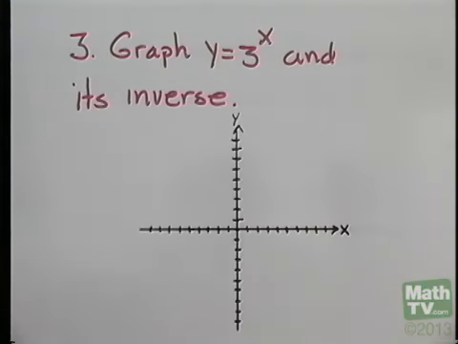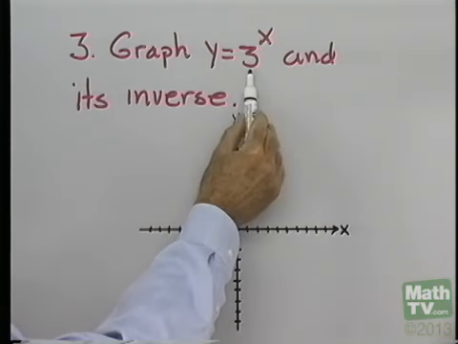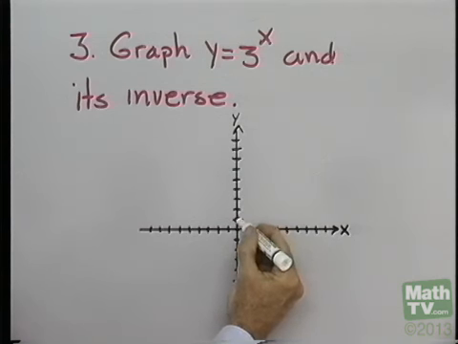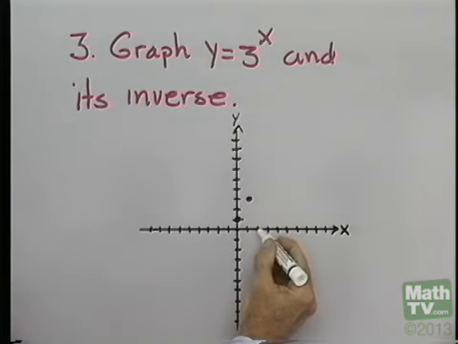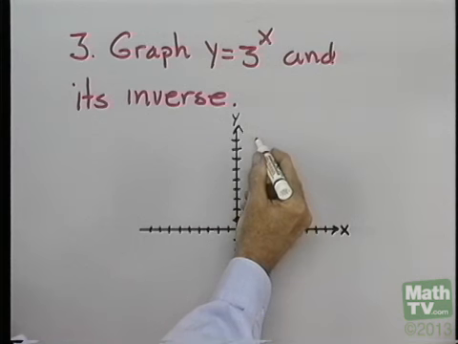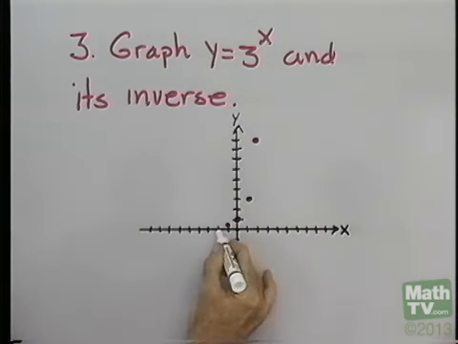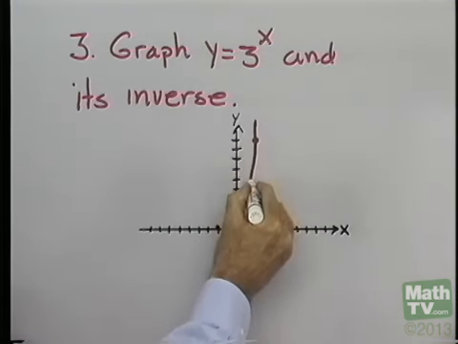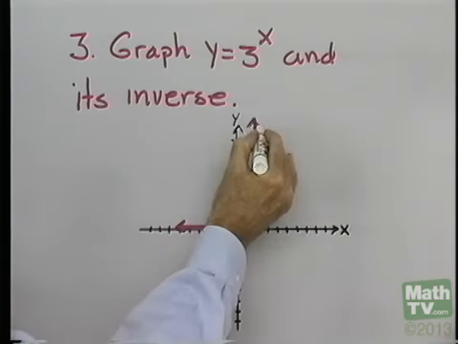We want to graph the exponential function y equal 3 to the x and its inverse. So first, let's graph y equal 3 to the x. When x is 0, y will be 1. When x is 1, y will be 3. That's 3 to the 1. When x is 2, y will be 9. When x is -1, y will be 1/3. When x is -2, y will be 1/9. So I can sketch the graph of that exponential function y equal 3 to the x real quickly, just like that.